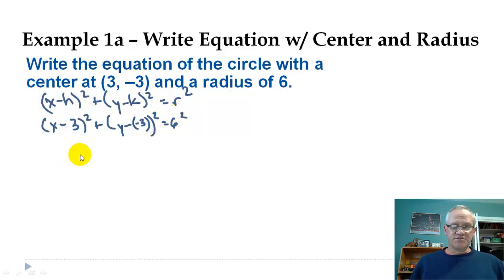Now we'll just simplify this and then we'll be good, but I would probably jump right to this step when I do this, because this is the same as minus a negative. Remember, minus a negative is the same as plus a positive, so this will just be y plus 3 squared equals 36.